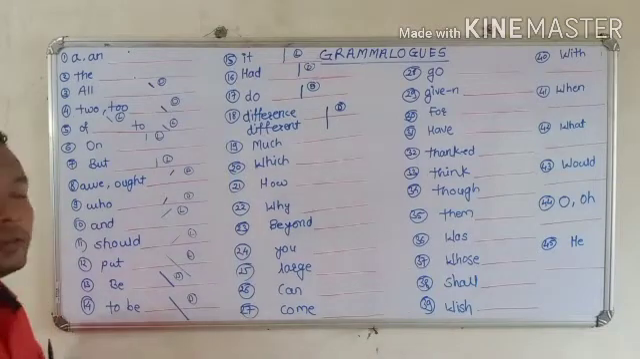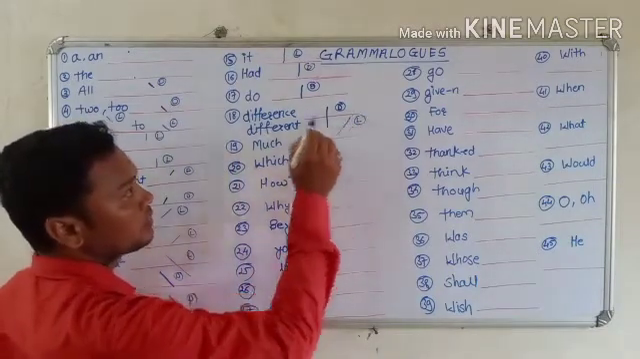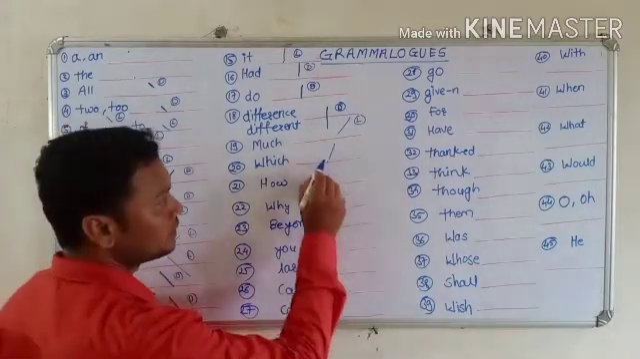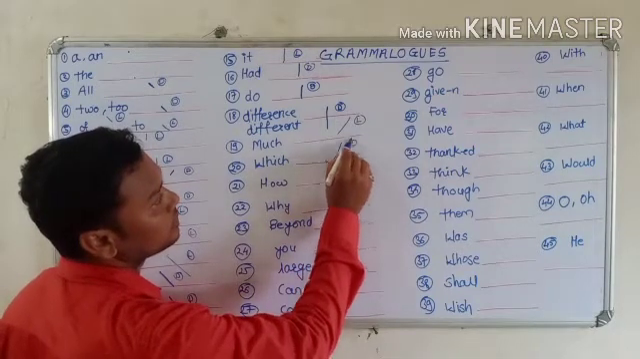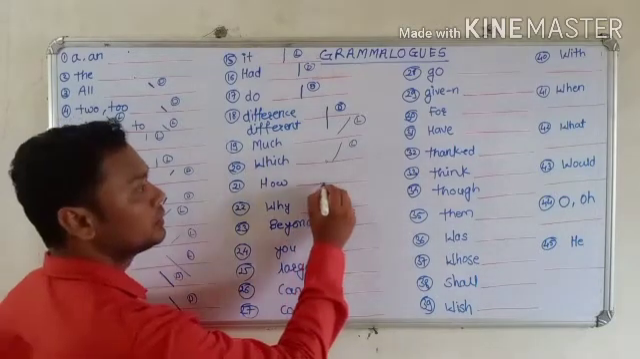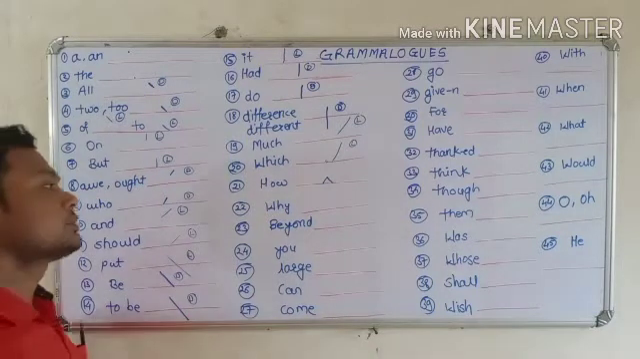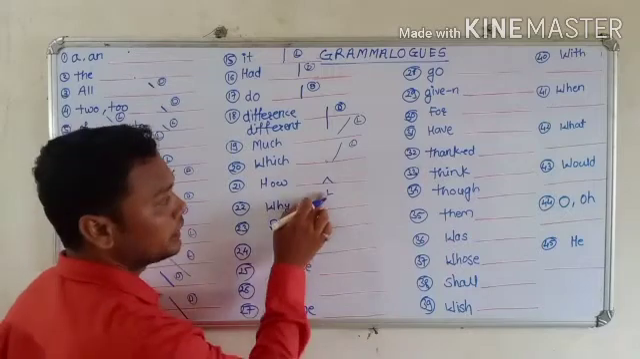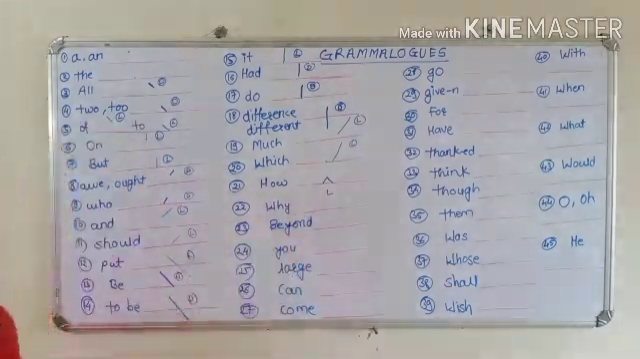"Much" above the line, okay? Light stroke above the line. "Which" on the line, is that clear? Which on the line, light stroke. Is that clear? The next one is "how". For "how", here is the sign for how on the line. The next one is "why", there is a sign for why, okay? Is that clear? Why above the line.